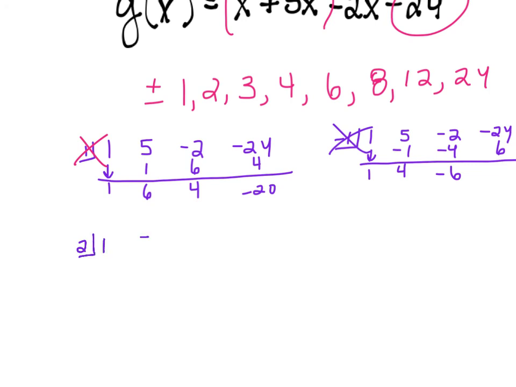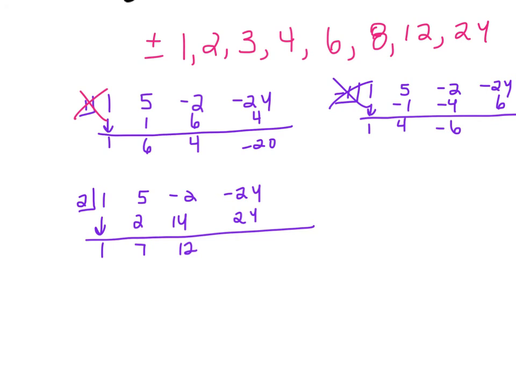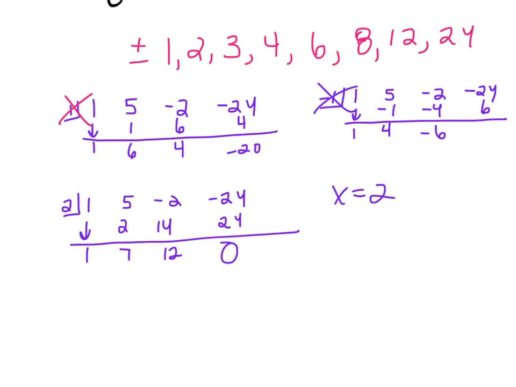Again, coefficients: 1, 5, negative 2, negative 24. Bring down the 1. 1 times 2 is 2. 5 plus 2 is 7. 7 times 2 is 14. Negative 2 and 14 is 12. Uh-oh. What's 12 times 2? 24. What's negative 24 and positive 24? 0. What did you guys just tell me? 2 works. So I'm going to say x equals 2. That's one of my solutions.